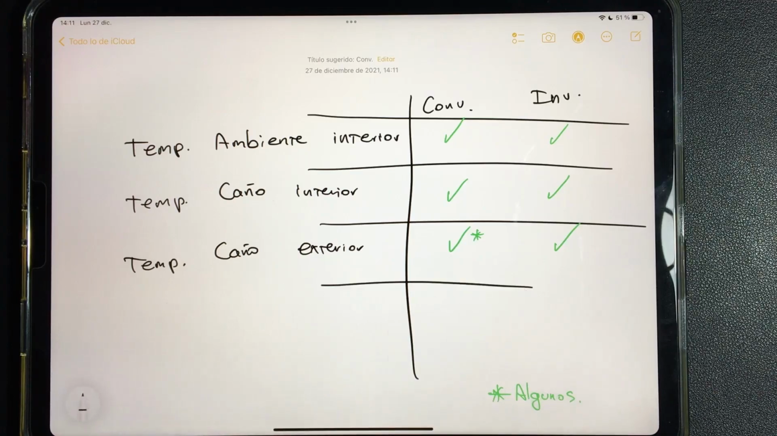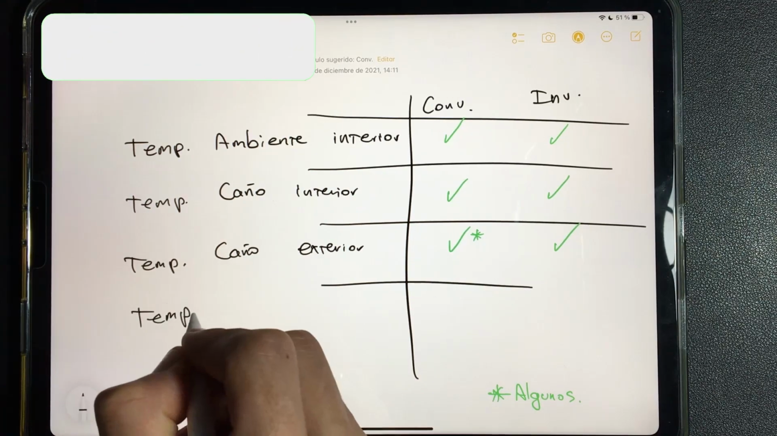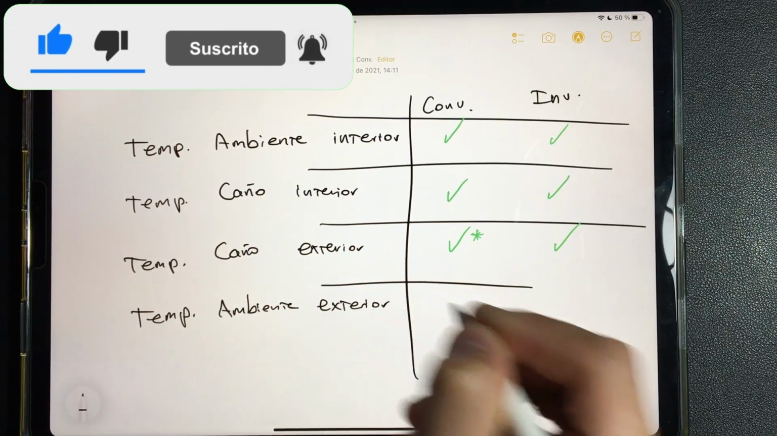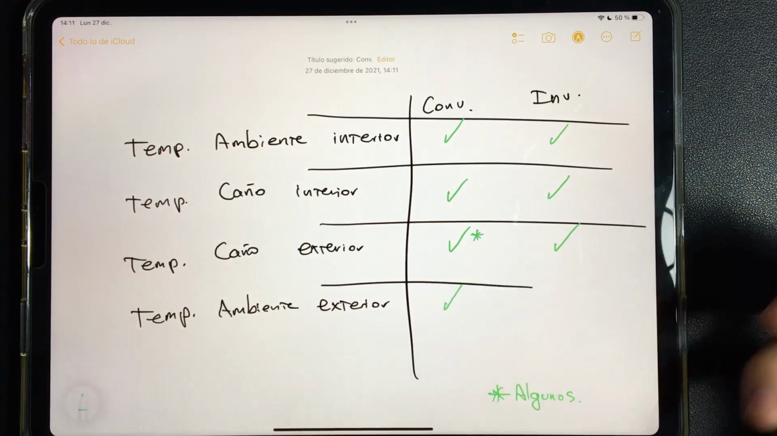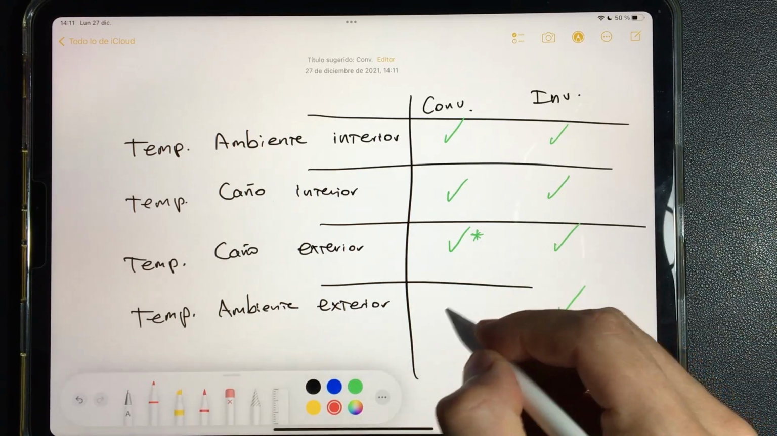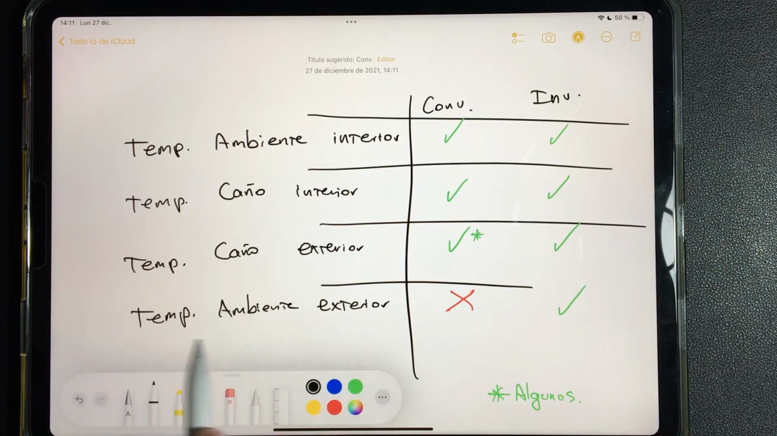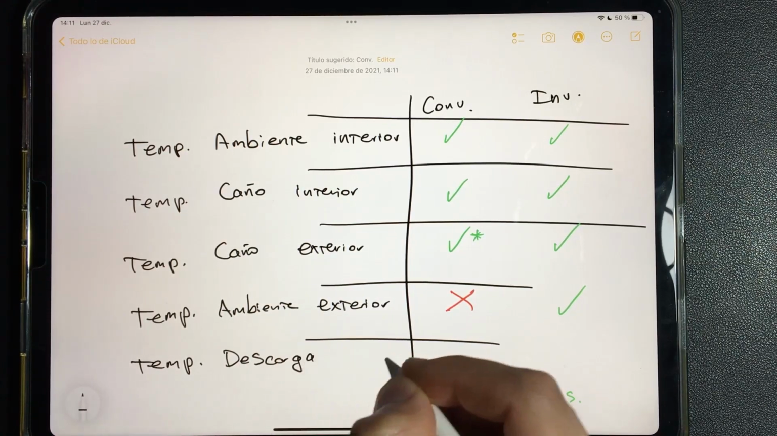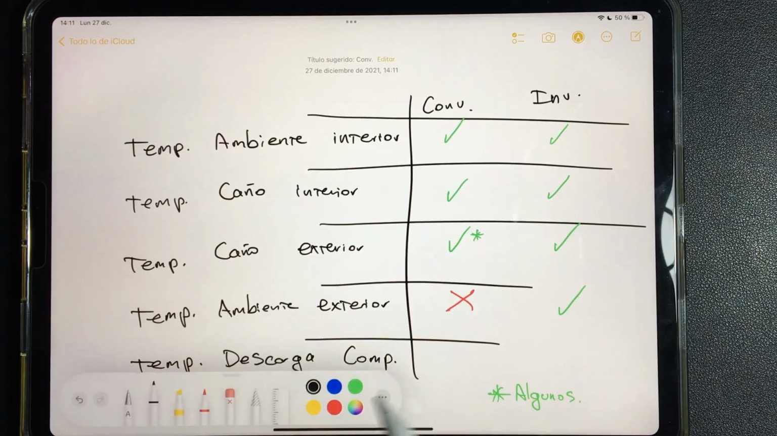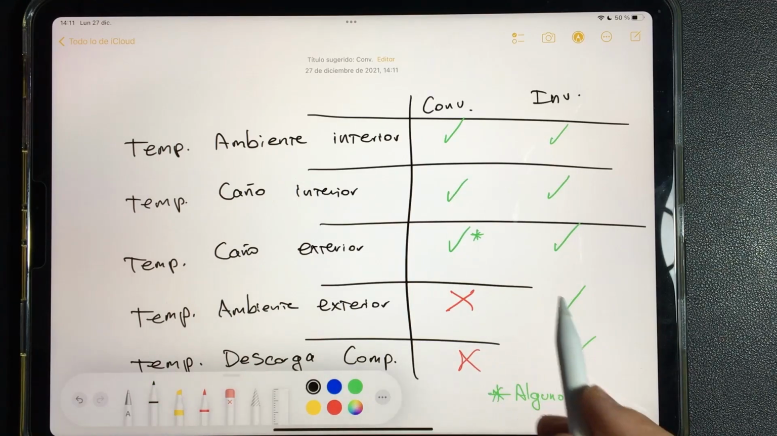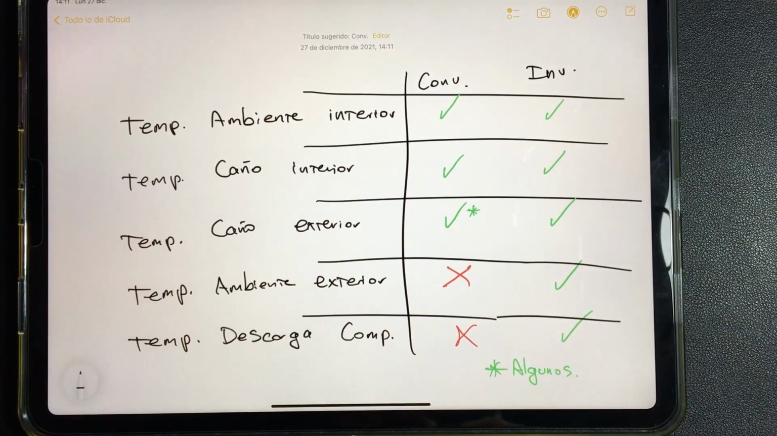In inverter, in addition, we will have outdoor ambient temperature. Sorry, I made a mistake. We will always find it in inverter. In conventional, we will no longer find it. Finally, compressor discharge temperature. This will not be found in conventional either, and will always be found in inverter. This is a small box made quickly so that you can visualize and understand what you will find in inverter and conventional.